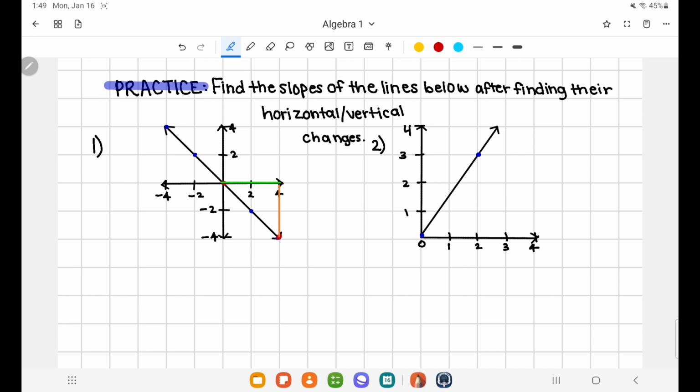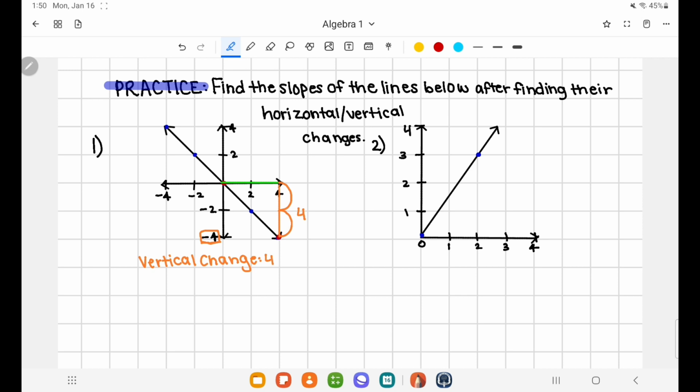First, let's calculate the rise. We have 2 up, another 2, 4. And if you're just looking at this, remember distance up is not negative. So make sure you remember to switch the sign. Otherwise, just manually look at it and see it's going 4, but up. So when we talk about vertical change, it is going to be 4.